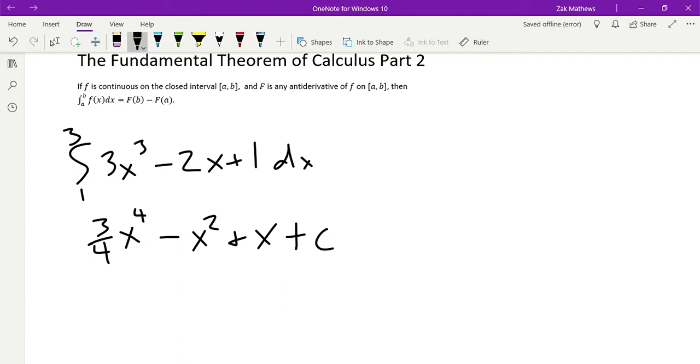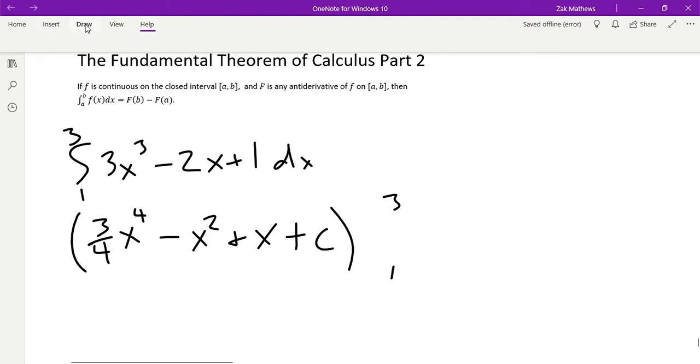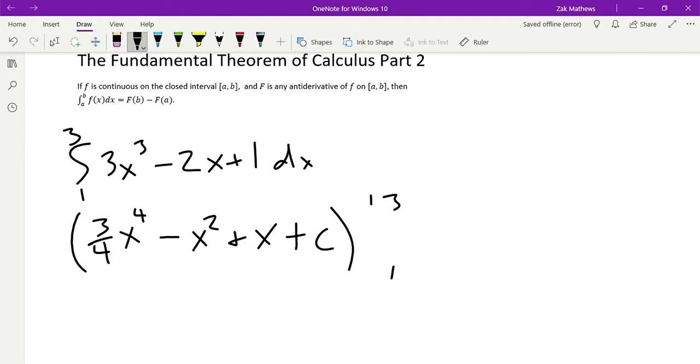Now, I do need to evaluate this from 1 to 3, and how I indicate that is I put it in parentheses and I put a bracket at the back with a 1 and a 3. The other thing you will see is a lot of times you'll see just a straight line, and you can do that too. It's just that a lot of times my straight lines look like ones or absolute values, so I turn them into brackets just so I can see what I'm doing. But some indication there that we still have to evaluate from 1 to 3.